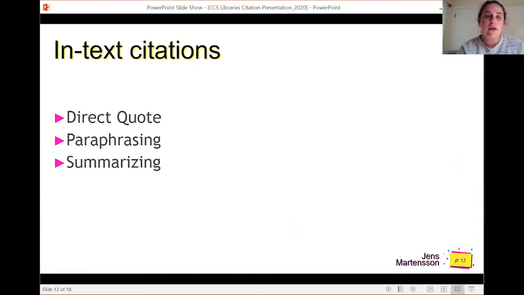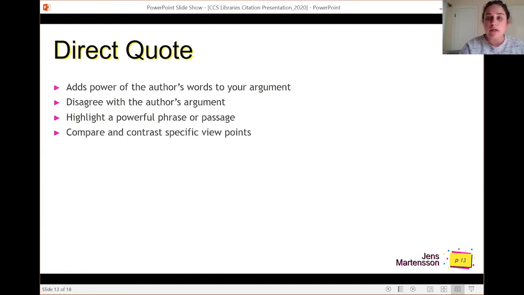So we looked at some examples of longer citations that would go in bibliographies. Now I'm going to show you some in-text citations. There's different ways you can use in-text citations, and you'll want to talk to your professor to see what's most appropriate or what they want you to be using, but I'll just walk through the three types of in-text citations you might use. So the first that you are probably familiar with is a direct quote.